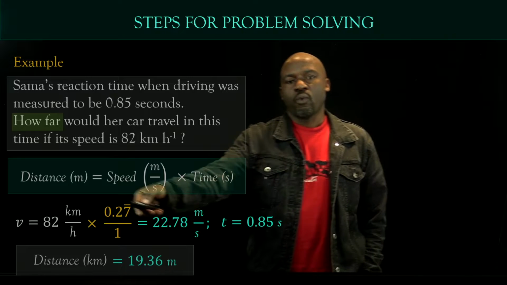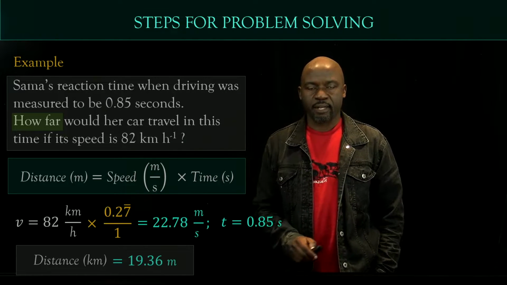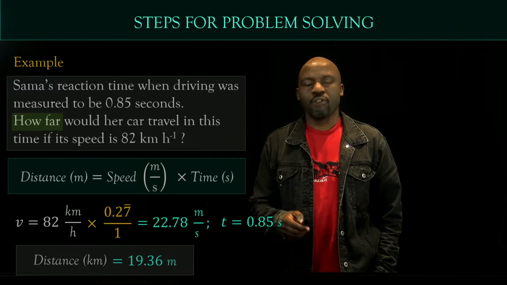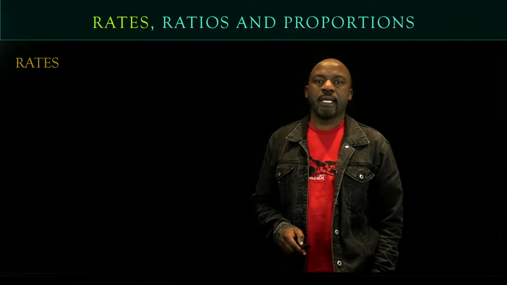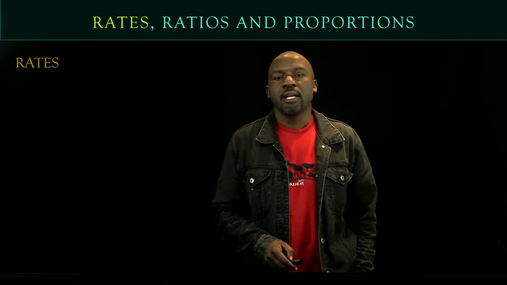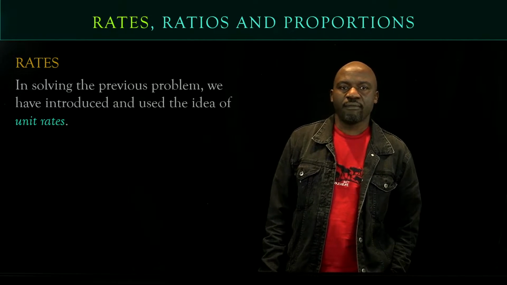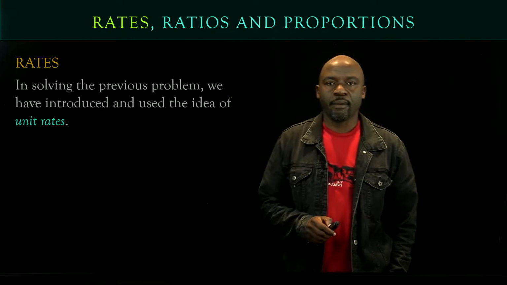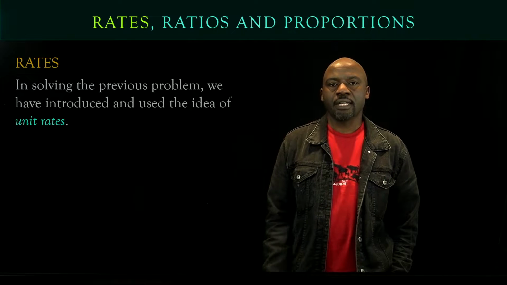The question is, where am I getting 0.27 recurring? Where is that coming from? That is in fact the idea of rates that I want us to discuss. So let's see. Here is what we mean by rates. So in solving the previous question, we have introduced the idea of unit rate without actually mentioning it. Well, I did mention that it is rate. Let's see how that comes about, right?